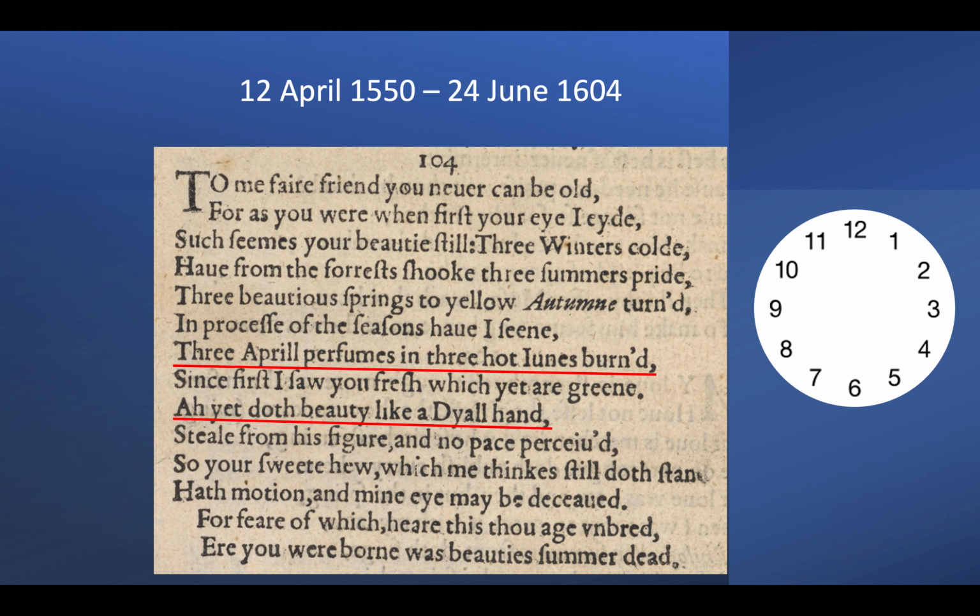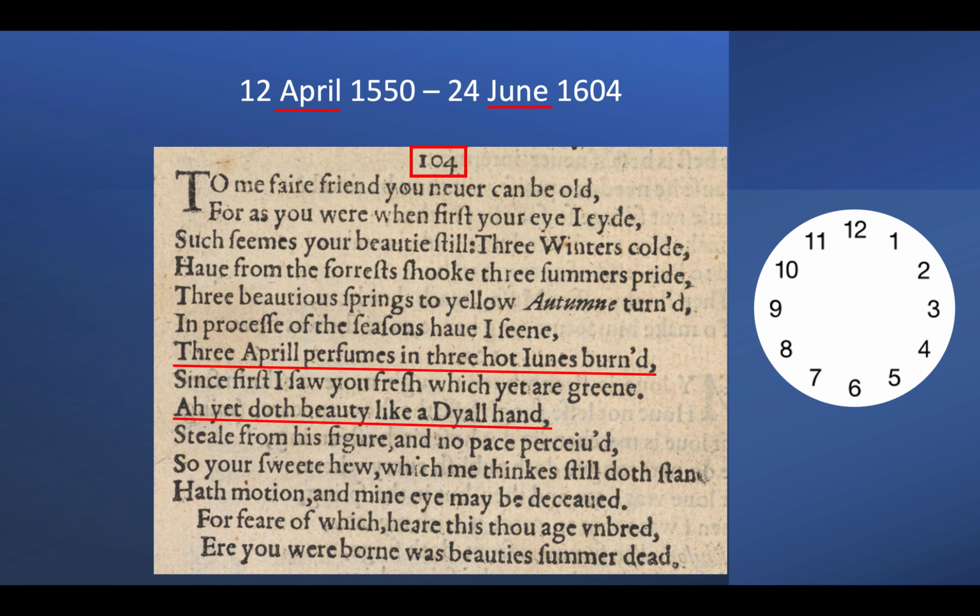Three is really interesting because it's also a factor of both 12 and 24. Three times four is 12. Three times eight is 24. You can also go around the clock in 4, 8, 12, for instance. So three is quite important.